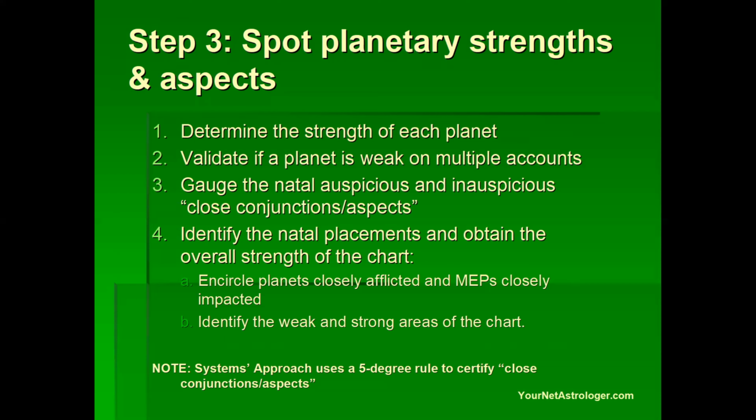So in systems approach, to identify the closeness of aspects and conjunctions, we use a 5-degree rule for weak planets. For strong planets, it can be either 1 or 2 degrees depending on the level of affliction or the source of affliction. So for strong planets, it is either 1 degree or 2 degrees, and for weak planets, it's a 5-degree aspect.